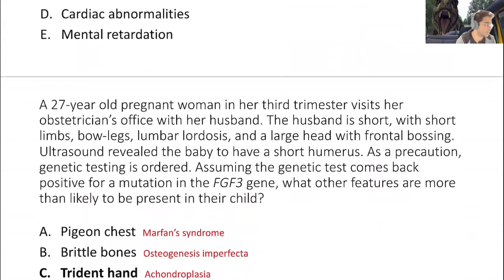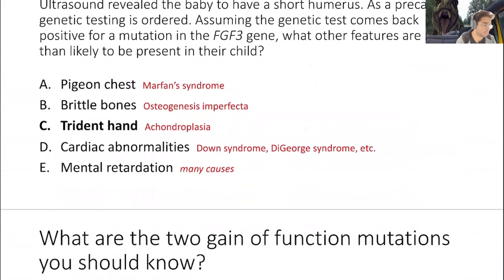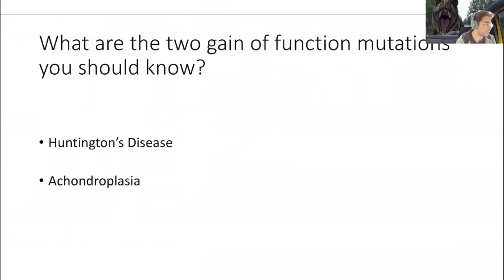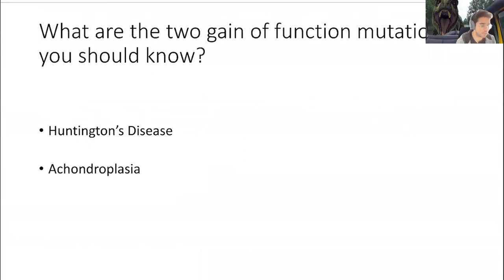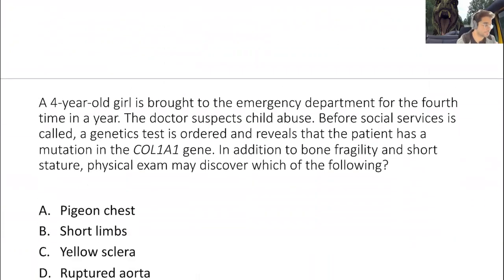But what are the two gain of function mutations? Put in the chat. This is Dr. Sobering's lectures. I don't know if you've had Dr. Sobering, but he's a fantastic professor. Yes, it is Huntington and achondroplasia. Need to know this, okay? Very, very important. Another one is spinocerebellar diseases. Gotta know that one too. It's very similar in terms of presentation to Huntington's, but don't get those twisted, okay?